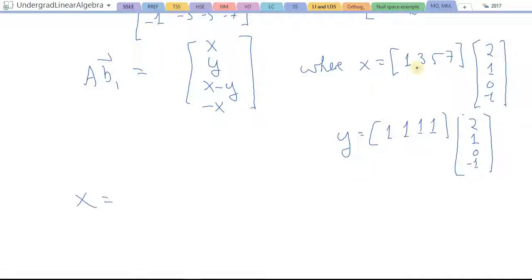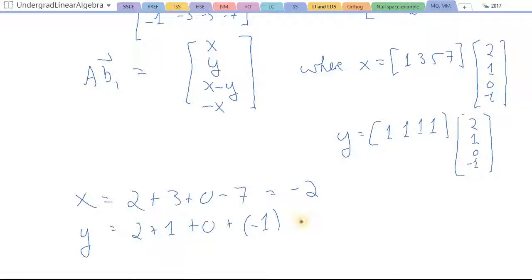So X is equal to 1 times 2, which is 2, 3 times 1, which is 3, 5 times 0, which is 0, and 7 times minus 1, which is minus 7. So that's going to give me minus 2. All right, how about the Y? Y is just the sum of the elements of the column, so it's 2 plus 1 plus 0 plus negative 1, and that's equal to 2.